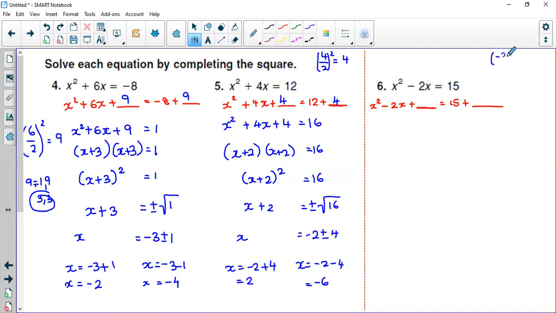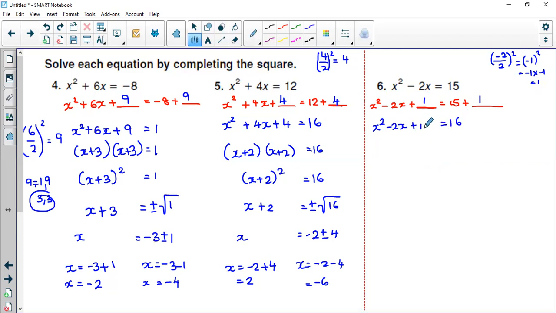Okay, now the next one is the value of b is negative 2. So negative 2 divided by 2, whole square. Negative 2 divided by 2 is negative 1. Negative 1 squared, which is 1, since negative 1 multiplied by negative 1 is of course 1. So add 1 to both sides. Next step, simplify it: x squared minus 2x plus 1 equals 16.